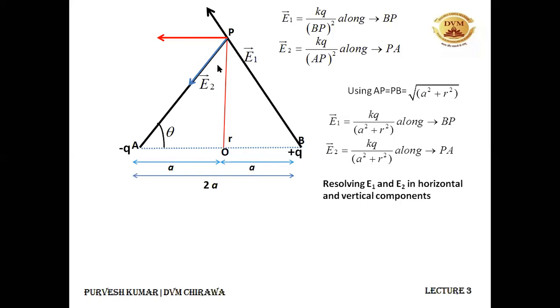We need to resolve it. Since we do not know the angle between E1 and E2, we cannot do the vector sum. So what we can do is resolve it into the horizontal and the vertical components. So this E2 can be resolved into two components. One is along the horizontal direction, and another one is along the vertical direction. When this angle PAO is theta, then this angle will also be theta. See this thing? Alternate interior angles. So when this angle is theta, this also becomes theta.